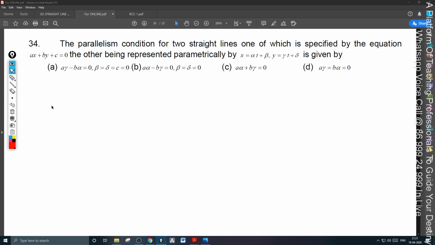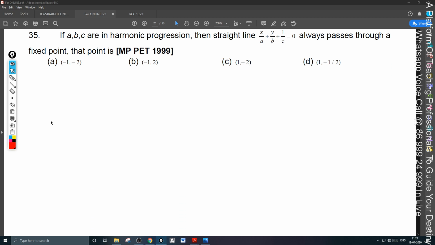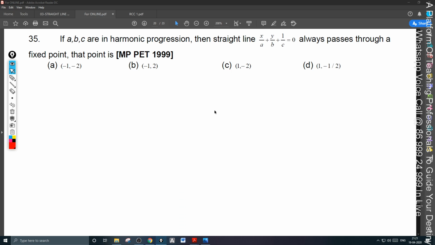Okay. Next, please. If a, b, c are in harmonic progression, then the straight line x by a plus y by b plus 1 by c is equal to 0 always passes through a fixed point. Then that point is nothing but the set of concurrent lines or family of lines. If a, b, c are in harmonic progression, what is the condition? The condition is 2 by b is equal to 1 by a plus 1 by c.